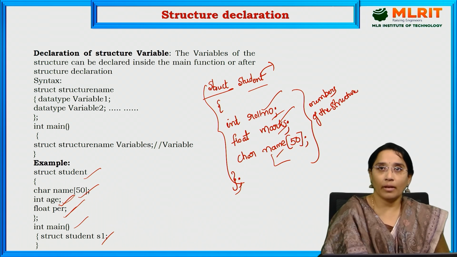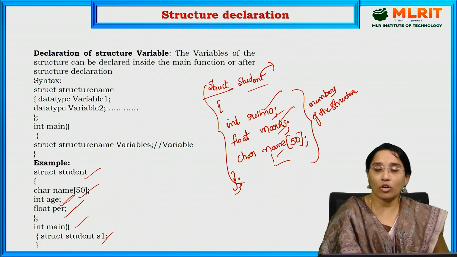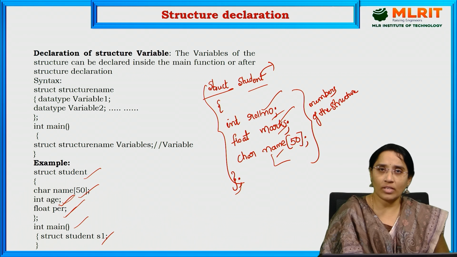Roll number, name, marks are the members of the structure. Or else you can take this as just a template, a student template. So if you want to store the data, it's just a template. Memory will not be allocated for this declaration.